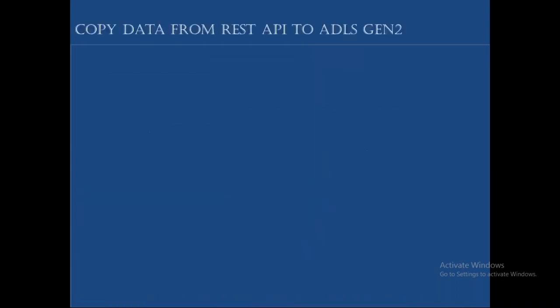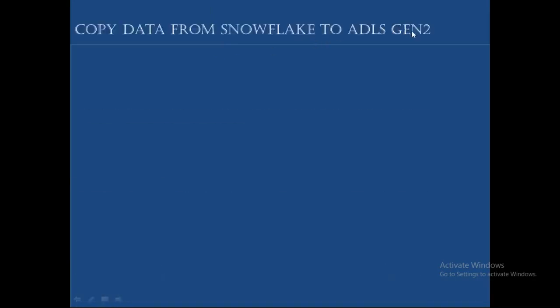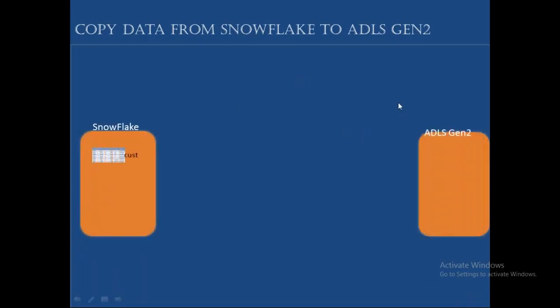Next, let's say copy data from REST API to ADLS Gen2. Sorry, what is this? By mistake, I think. One second. Yeah, you see, copy data from Snowflake to ADLS Gen2. If it is ADLS Gen2, you see here, you have a Snowflake table, you have ADLS Gen2. So create a linked service.